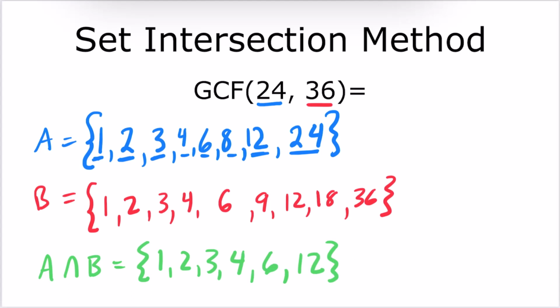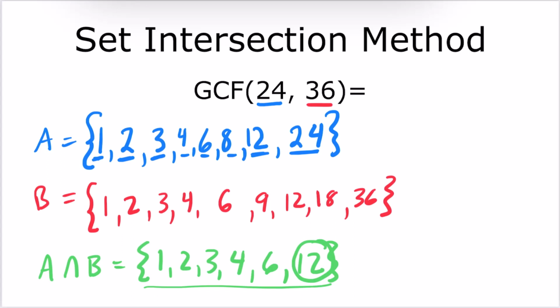And so with the set intersection method, the way that you find the greatest common factor is you look for the largest number in the intersection of the two sets, because these are all of the common factors between 24 and 36, and we're looking for the greatest common factor.